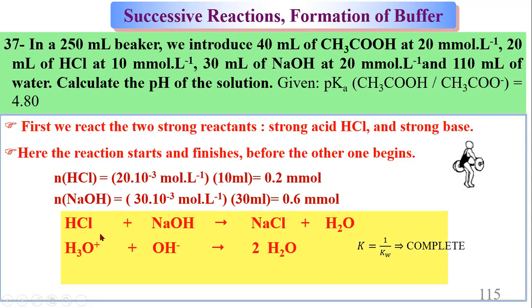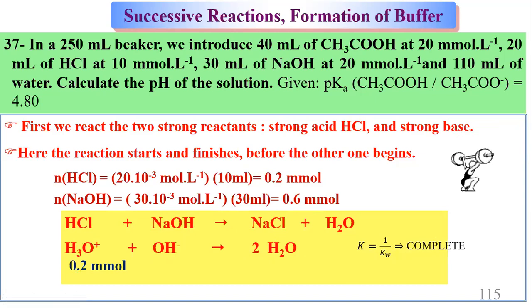Okay. So here's my reaction. HCl plus NaOH gives me the salt NaCl plus water, but of course you don't need that. You just need to know that the HCl is H3O plus, NaOH is OH minus, and we actually produce 2 water molecules. That's my net equation. Of course, you all know that this equation is very complete, 1 divided by Kw, because the opposite of it is Kw, which means that the K for this reaction is 10 to the 14th.